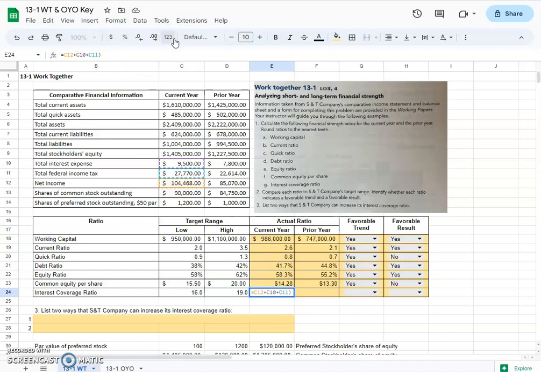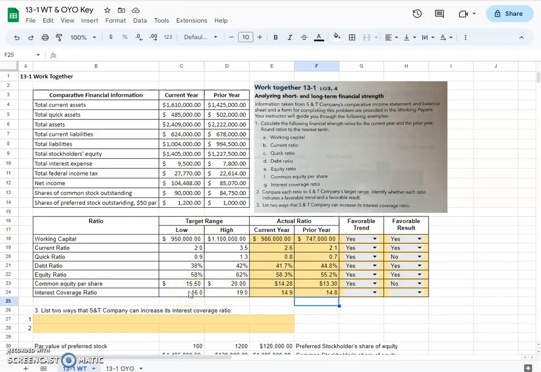So after you've calculated that number, we can just put it in parentheses for order of operations purposes. And then we'll take it divided by our interest expense. And that should give us our interest coverage ratio of 14.9. Okay, and we should be able to just bring this across. So we went from 14.8 to 14.9, but we wanted to be between 16 and 19.